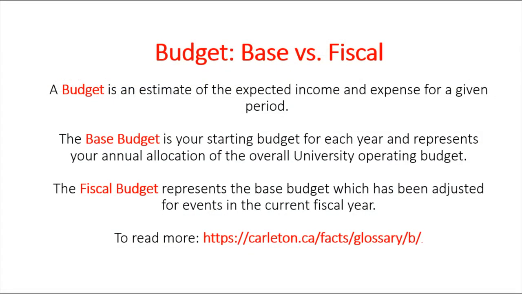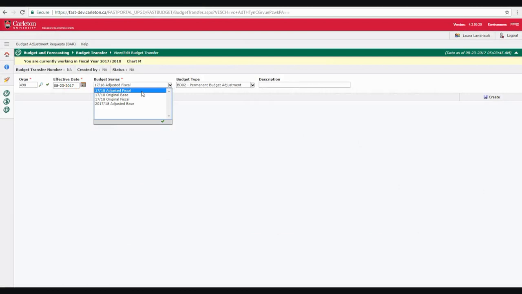Not sure which to choose? A budget is an estimate of the expected income and expense for a given period. The base budget is your starting budget for each year and represents your annual allocation of the overall university operating budget. The fiscal budget represents the base budget which has been adjusted for events in the current fiscal year. For this example, I will choose Adjusted Fiscal since this is a one-time transfer.